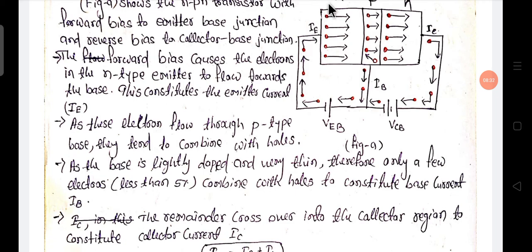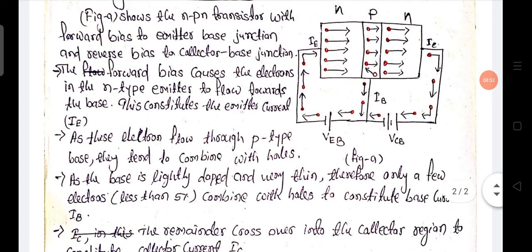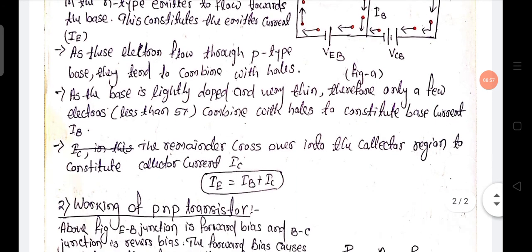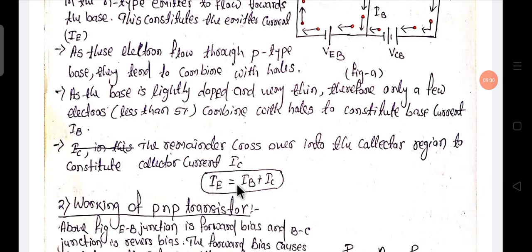IE is produced due to the free electrons produced in the N type. IB is produced due to the electrons passing through the base. When the electrons pass through the base, the IB current is produced, and after that, on the collector side, another current is produced, which is IC. Here, IE is equal to IB plus IC. Remember this formula. It means the emitter current is equal to the base current plus the collector current.